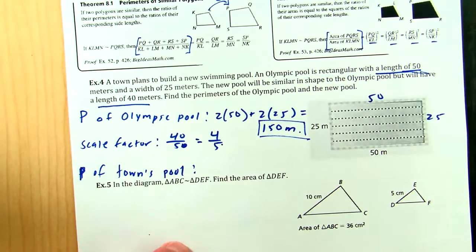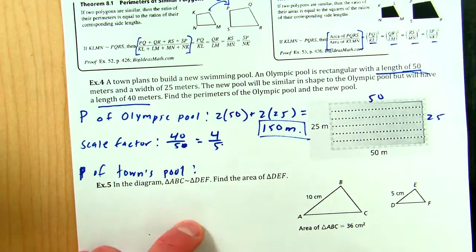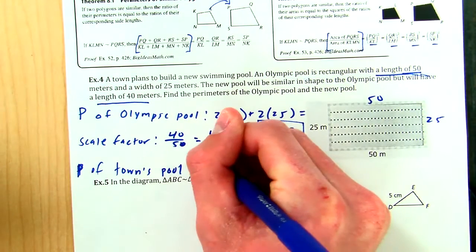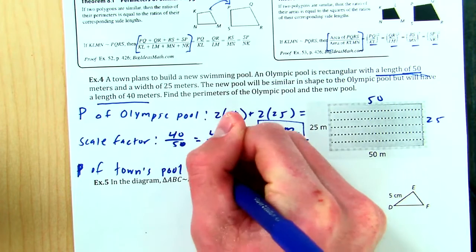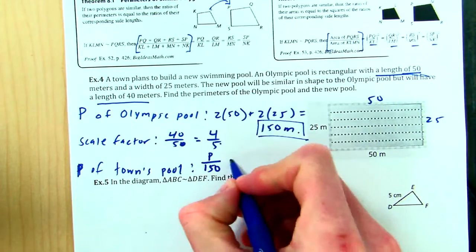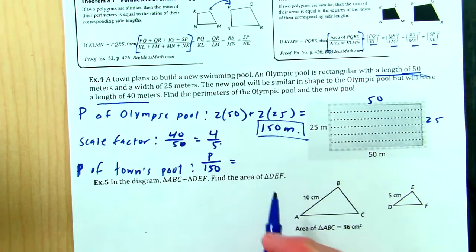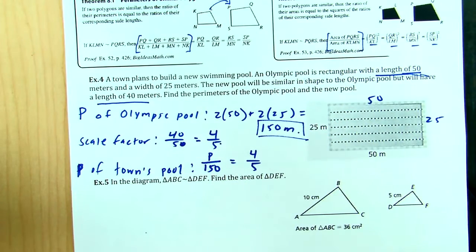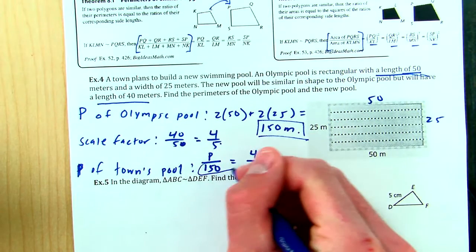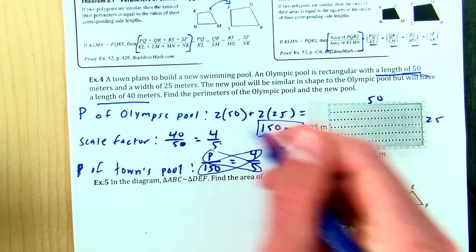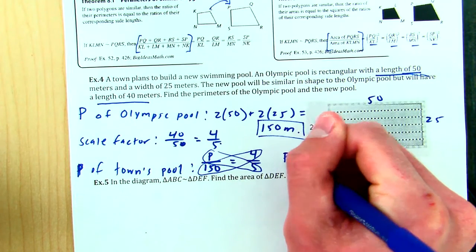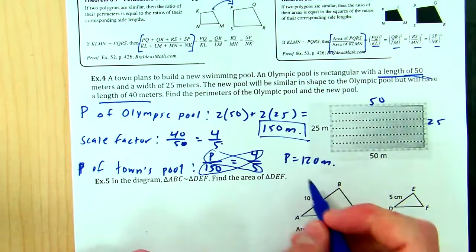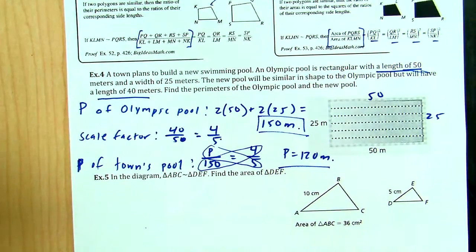Another way that you can do it is setting up this proportion. And I'm going to set up a proportion only because that's a skill that we're going to be working with a lot. So the perimeter of the town's pool over the perimeter of the Olympic pool has to be equal to 4/5. Okay, and once again, you can cross multiply this, and when you cross multiply this, you get a perimeter equal to 120 meters. Okay, 120.